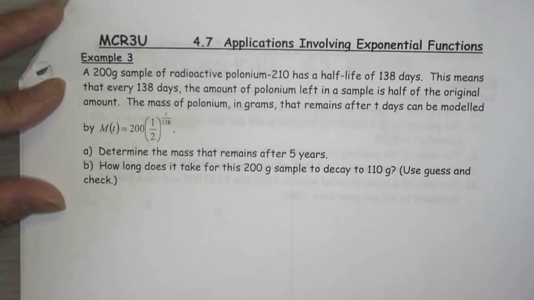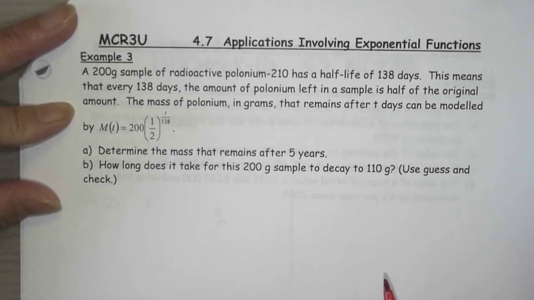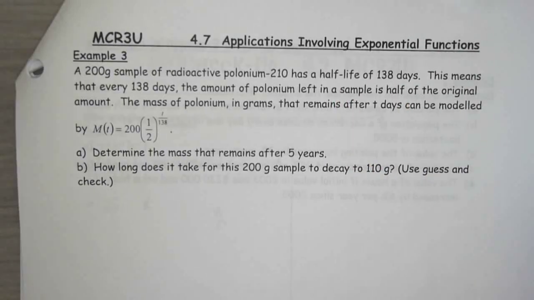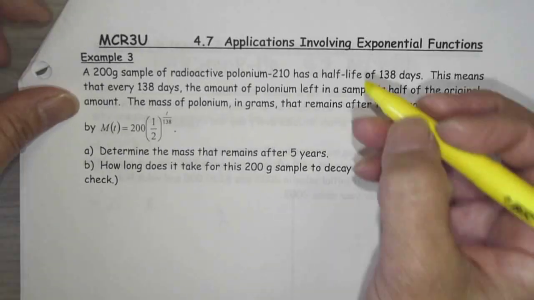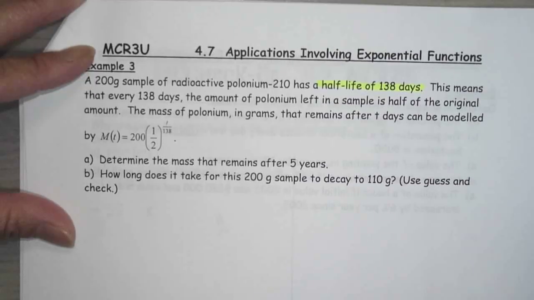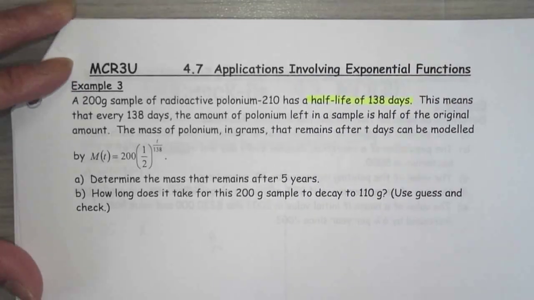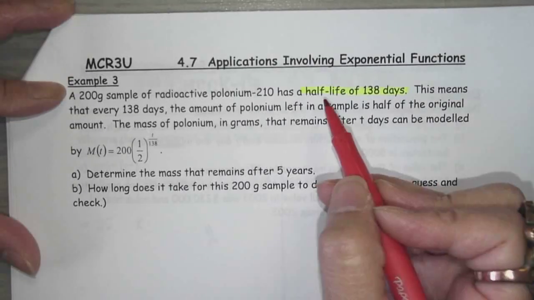Next example, we have a 200 gram sample of radioactive polonium-210, which has a half-life of 138 days. A half-life is something where they just throw it in, and you're supposed to interpret that you understand it without us really teaching all the science of it. But mathematics is everywhere, so it is useful in a lot of the sciences, right? So we have to use that.